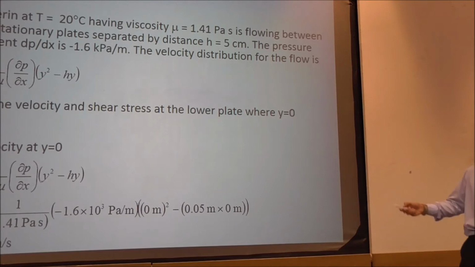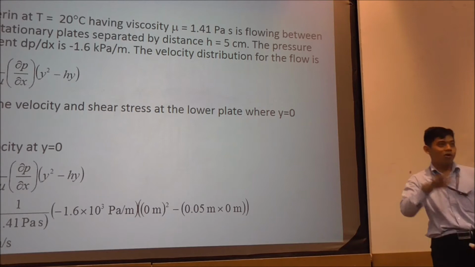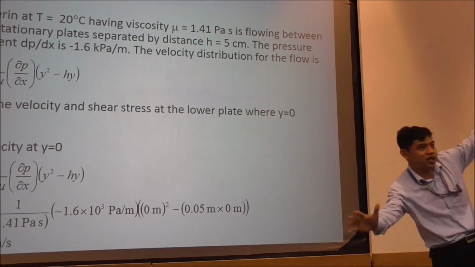As I promised to you, now what happens if we give the values, right? Glycerin at 20 degrees C, having velocity of this, the distance is 5 cm. The pressure gradient is given. You know why it is negative? Because flow will always move from high pressure to low pressure.